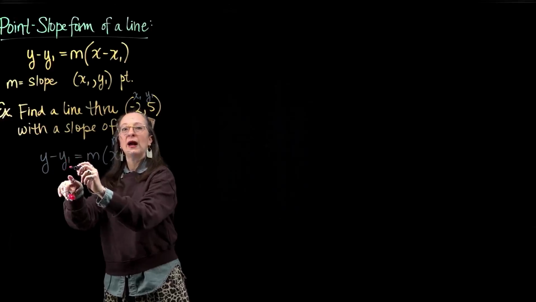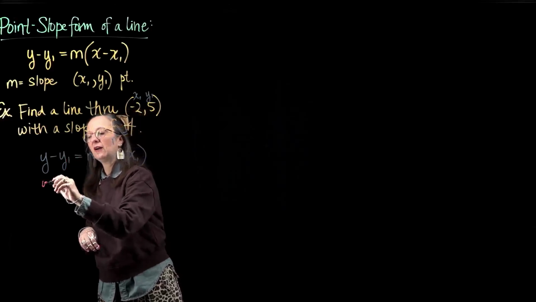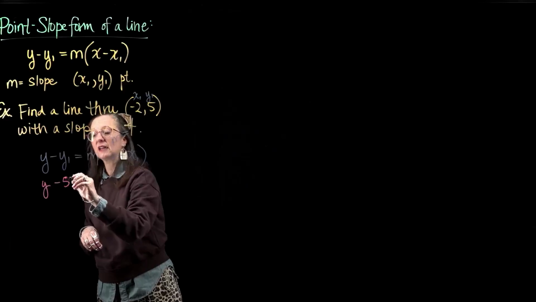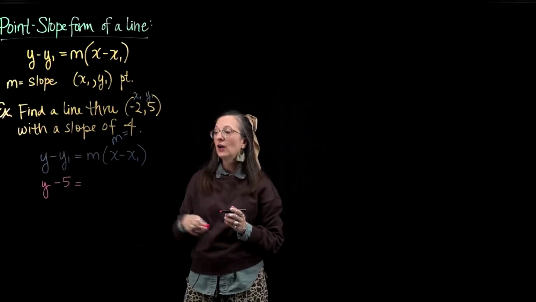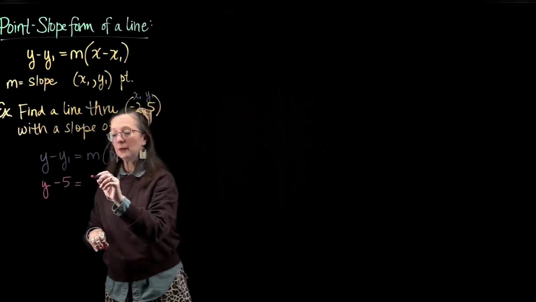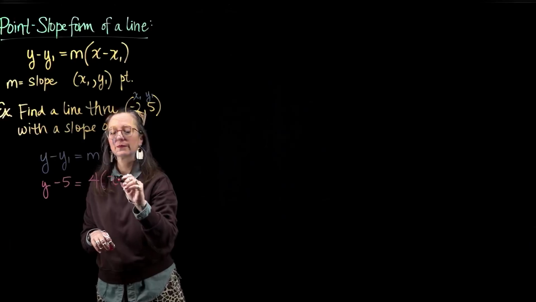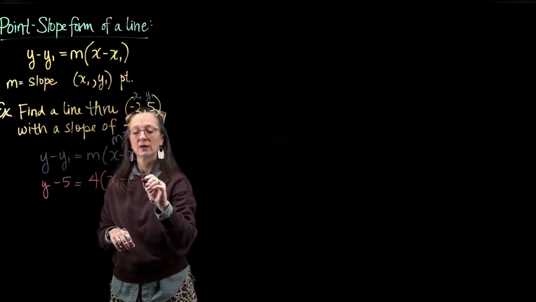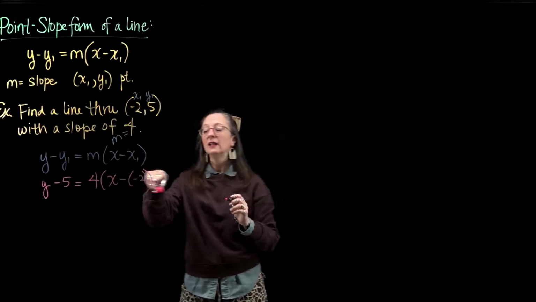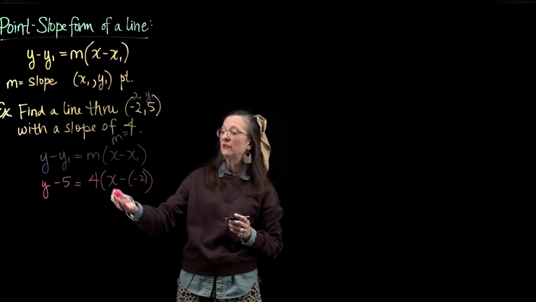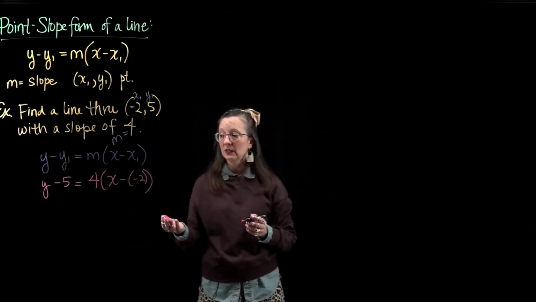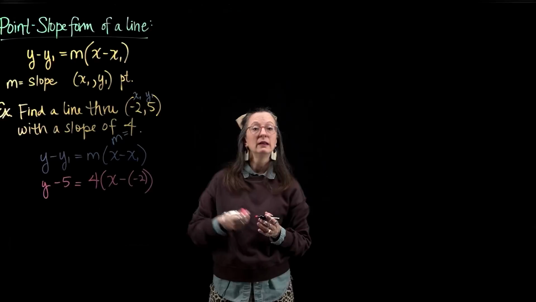So let's go back and we'll plug in. Where I have y1, I'm going to have 5. So the left-hand side will be y minus 5. Where I have an m, I'm going to put a 4. And I'll put in -2 for x1. So the right side of my equation would be 4 times parentheses x minus -2.